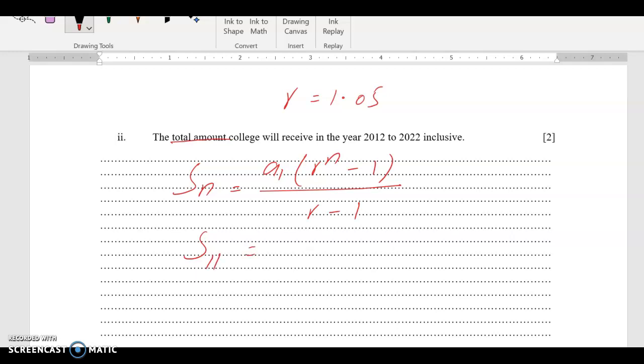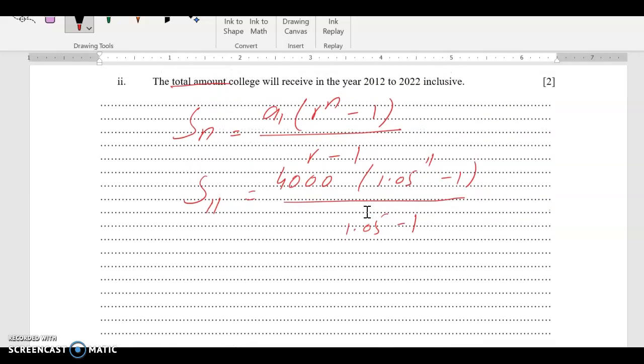So S11 is equal to 4000 times 1.05 to the power of 11 minus 1, over 1.05 minus 1. And once we calculate this, S11 will be equal to 56,800.